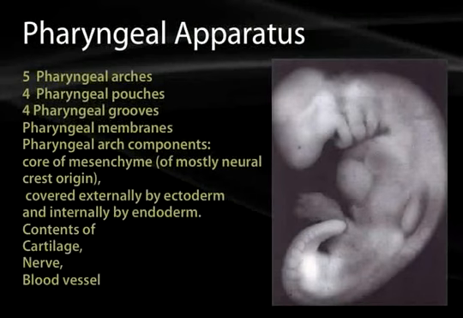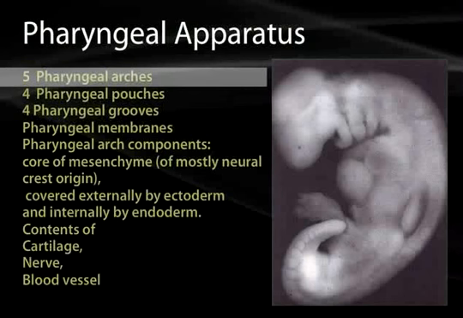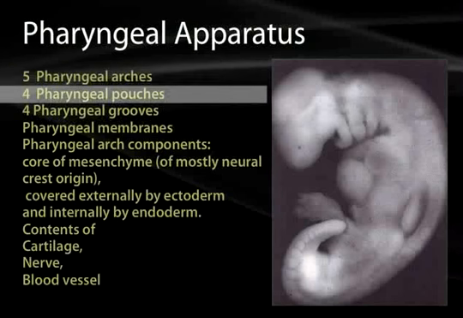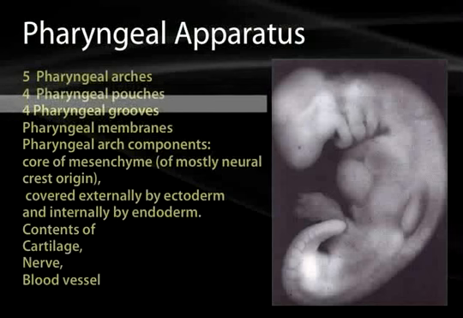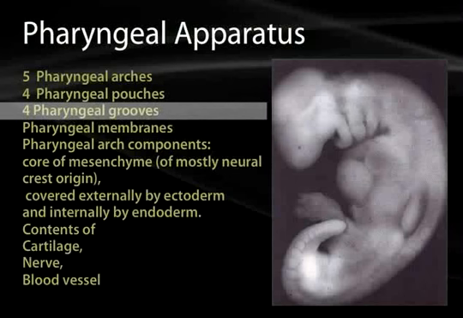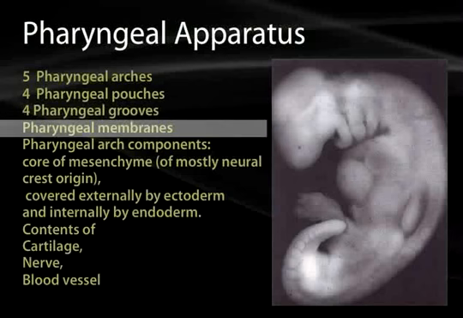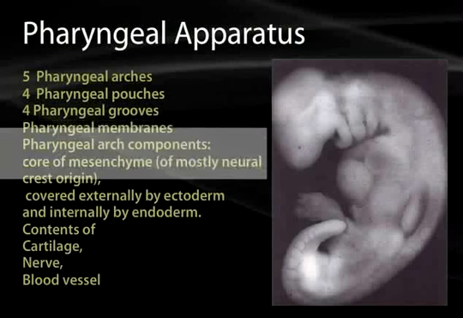We'll start with the pharyngeal apparatus. The pharyngeal apparatus has 5 pharyngeal arches and 4 pharyngeal pouches. Even though they're numbered 1 through 6, only 5 of them actually will develop. Likewise, there are 4 pharyngeal grooves interspersed between the pouches. The pharyngeal membranes will run between the pouches and grooves and will connect at the same levels as they go on the outside and the inside of those pharyngeal arches.